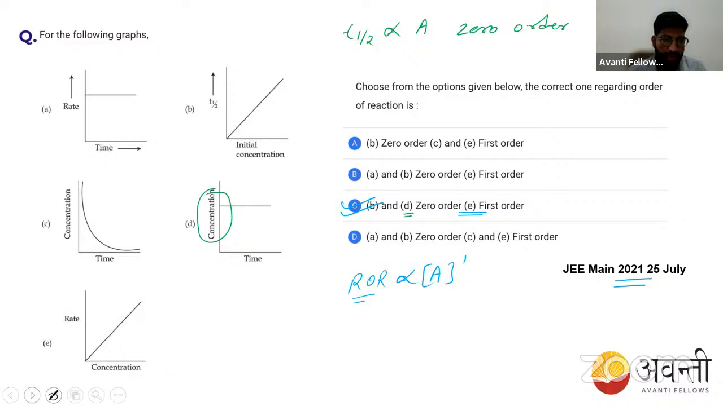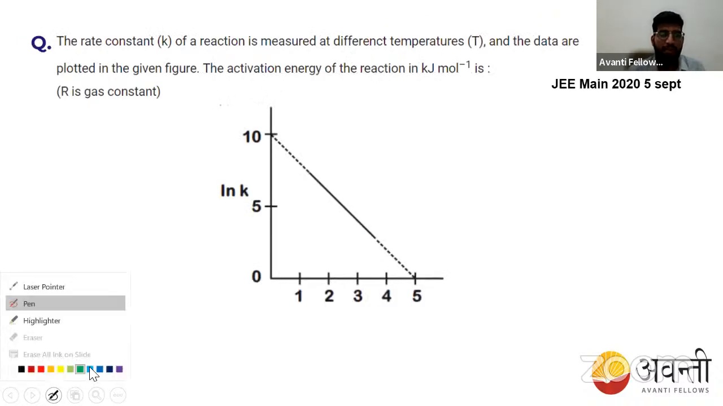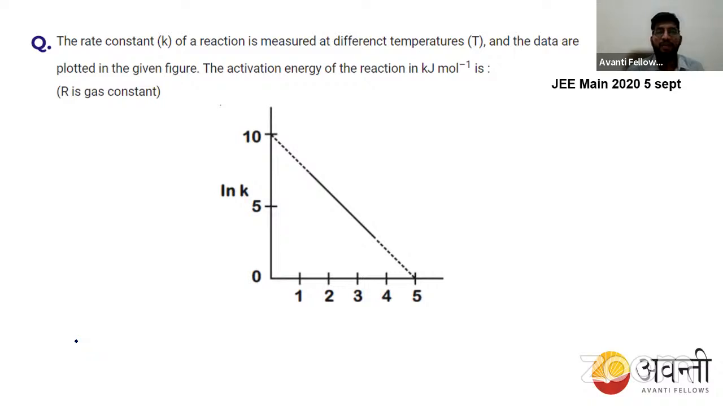Okay, so this is for the chemical kinetics. Moving forward, this is a very good question. The rate constant K of a reaction is measured at different temperatures T, and the data are plotted in the given graph between natural log of K versus 1 by T. The activation energy of the reaction is in kilojoule mole inverse. So you have to find out the slope and you can tell me the value of E, that is activation energy. So how can you find out the slope?